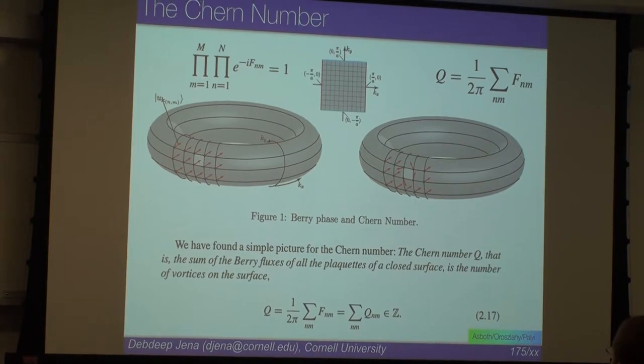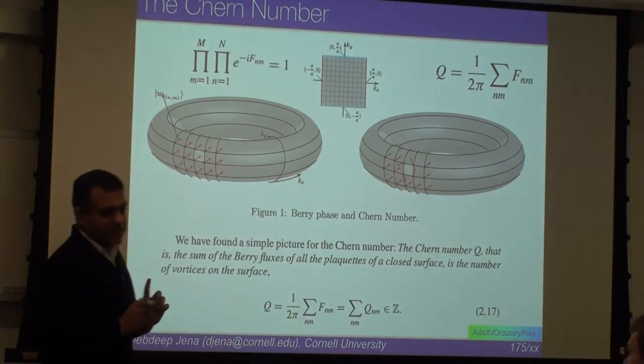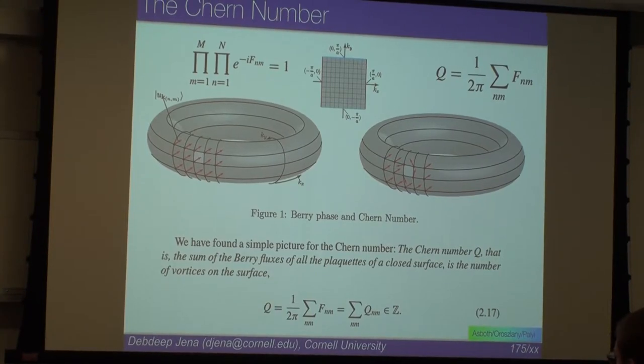The very interesting fact is this quantity, how many vortices occur on a closed surface, is always an integer. This is the theorem of Chern, related to the Gauss-Bonnet theorem, etc. That is mathematically, topologically guaranteed to be an integer. There's no such thing as 2.5 vortices. It's exactly 2, or 10, or 0, or whatever. It's exactly an integer. So that's the physical basis, and the Chern number is the sum of the Berry fluxes of all plaquettes of a closed surface. It is the number of vortices on the surface. So that's the physical meaning of it.